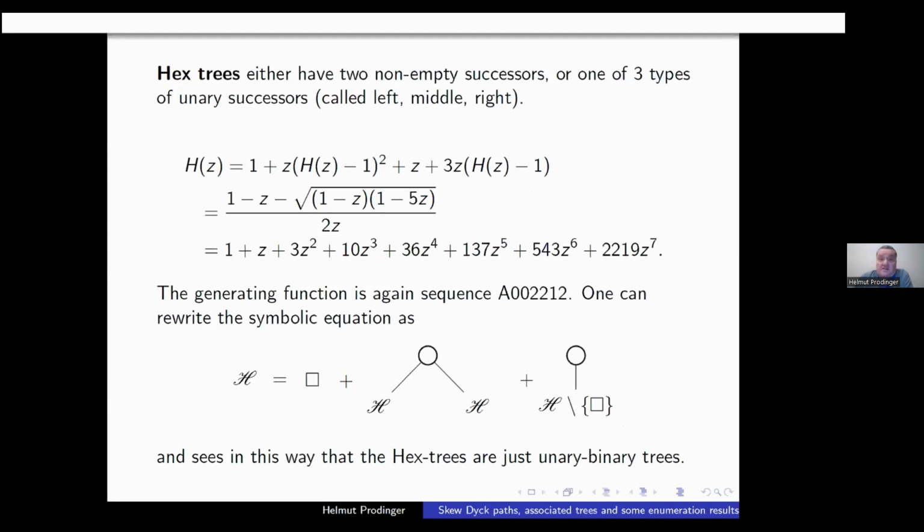And then there are hex trees that Professor Stanley and others have considered. And they have 2 non-empty successors, or they have 3 types of unary successors, namely called left, middle, or right. And if one sets up the symbolic equation and translates into generating function, one gets the same thing. And there is no surprise here, because actually this recursive description can be simplified by writing this. And this is exactly what we have seen before about the unary-binary trees.